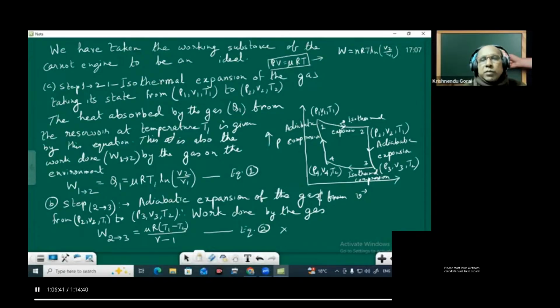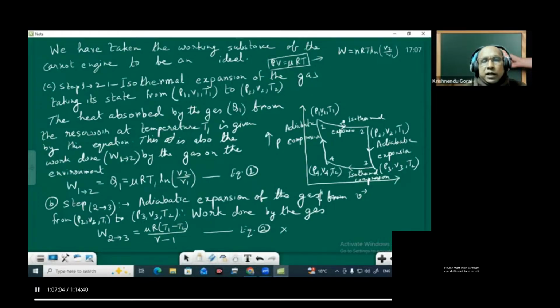You see, this is isothermal, temperature same, P1, V1, T1. Here also you see P2, V2, T1. Why? Because it is isothermal, same temperature, right? In this, what is the work done we're getting? Work done is Q1 equal to mu R T1 ln V2 by V1. And step 2 to 3, what is it? Adiabatic expansion of the gas, from P2, V2, T1 to P3, V3, T2.